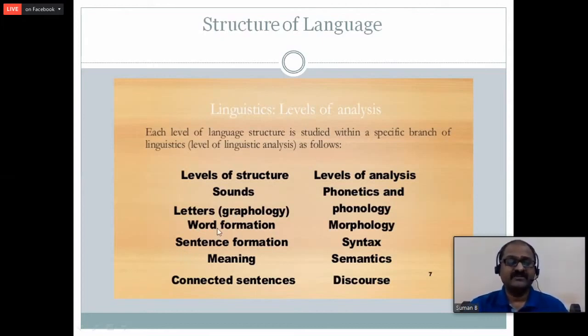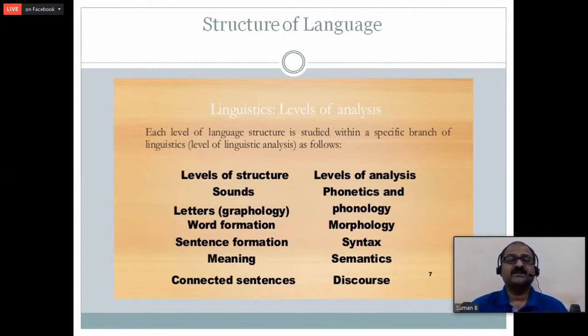So at the word level, meaning is very basic. When you start combining words in order to frame sentences, the meaning gets bigger and extended. When sentences combine, we call it connected speech or connected sentences. In terms of linguistics, connected sentences are what we refer to as discourse. So now I hope all of you have a basic understanding of what a discourse is.